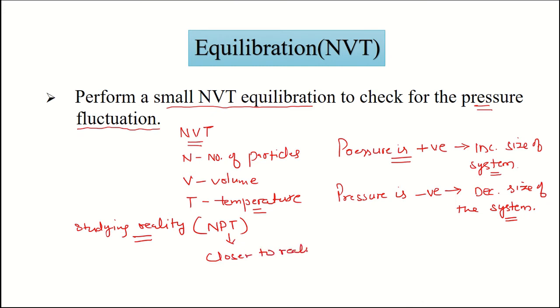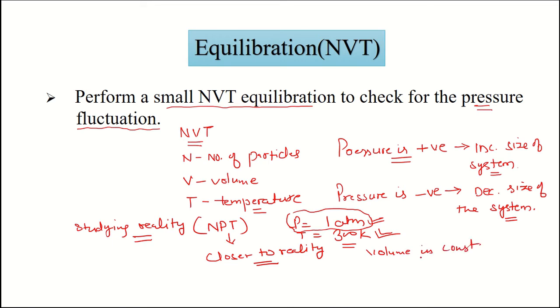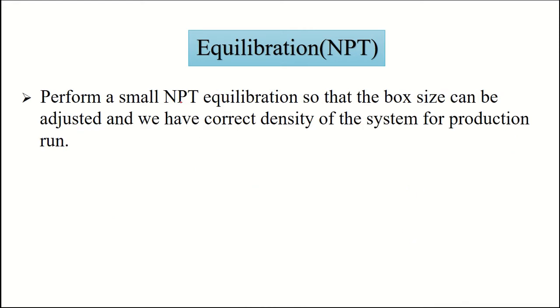In reality we have a pressure of 1 atmosphere and a temperature of 300 Kelvin. So we need to set a decent initial configuration for our production run, where the system is at 1 atmosphere pressure, 300 Kelvin, and the volume is constant. Got it? So that's why we do NVT equilibration, or otherwise we can perform a small NPT equilibration.